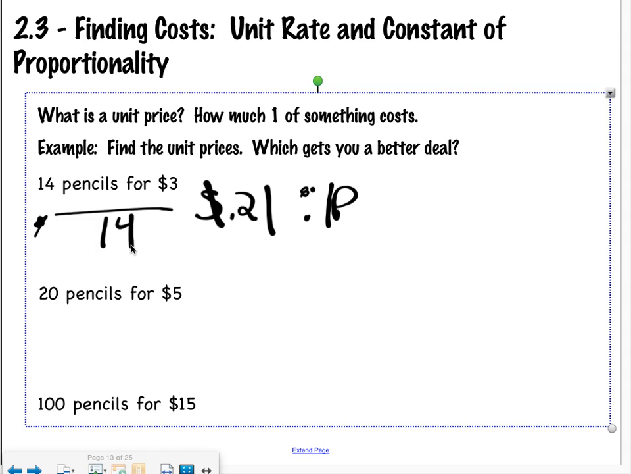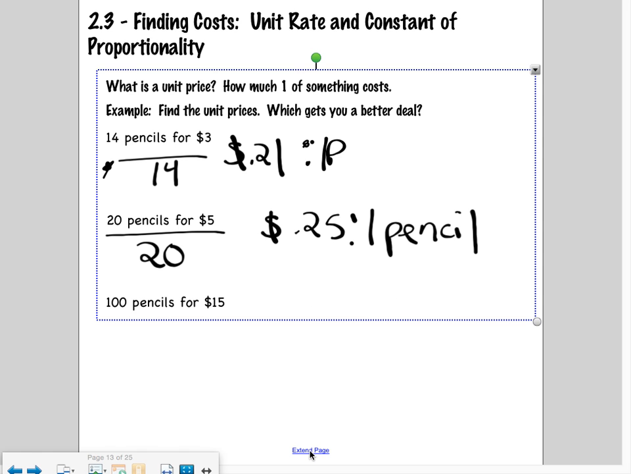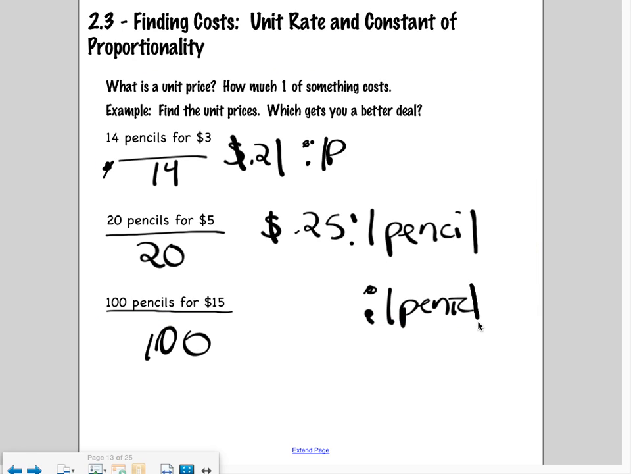All right, I just switched the dollars to the left-hand side. All right, so for this one here, again, we want 1 pencil, so we divide both sides by 20. So 20 pencils for $5 would give us 25 cents because we have 5 divided by 20 for 1 pencil. All right, and the last one, 100 pencils for $15. We divide both sides by 100. So the right side of the ratio is again 1 pencil. And 15 divided by 100 is 15 cents, okay?